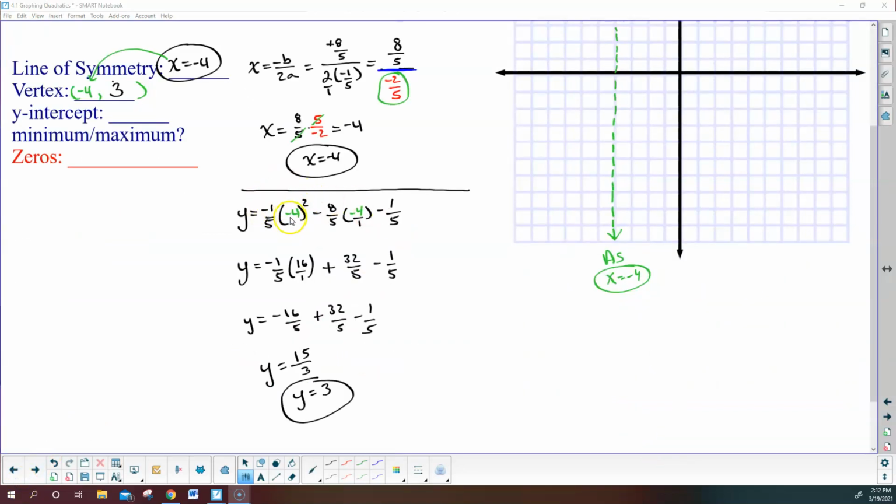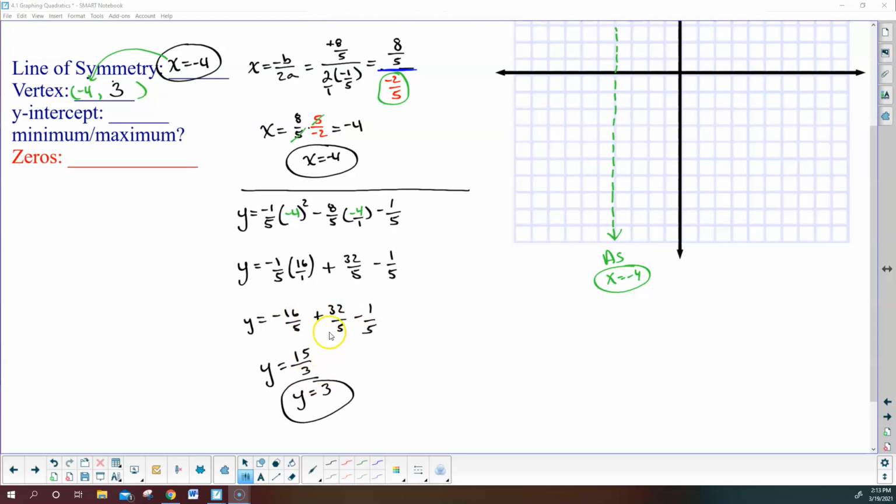Okay, so I went through and just plugged in negative 4. I squared negative 4 to get 16, and then multiplied fractions. So I thought of this as 16 over 1. When I multiply fractions, you multiply straight across. You get negative 16/15 for this part. Here, I have negative 8 times negative 4, so it's a positive 32. And I've got 5 times 1, so 32/5, and then minus 1/5. And now, since they all have the same denominator, 16 plus 32 minus 1 is 15.